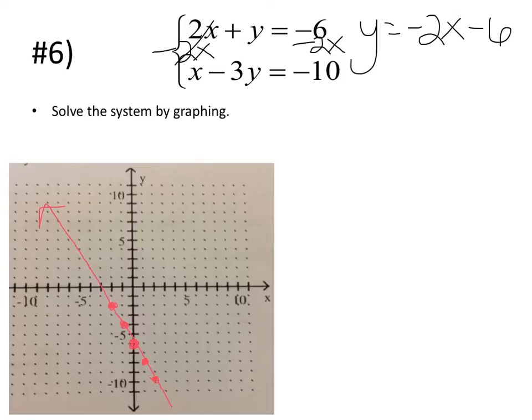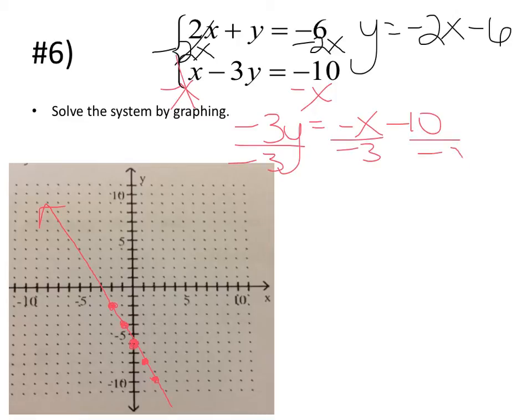Okay. And then I've got subtract x from both sides. And I have -3y is equal to -x minus 10. Divide everything by -3. And again, this is an ugly one. Y equals 1/3 x plus 10/3. But let's go ahead and try it again. So this is going to be like 3.3. So it's going to be about right here.